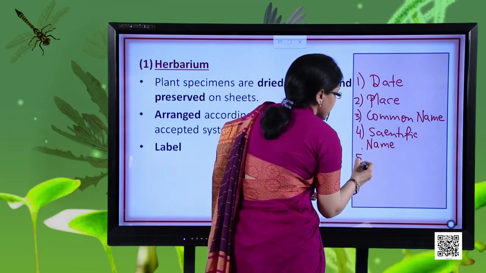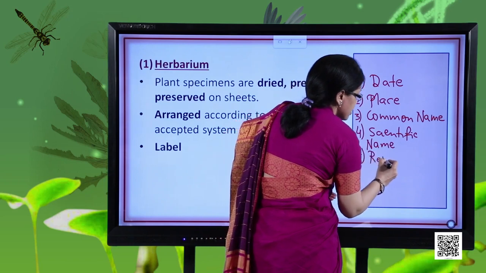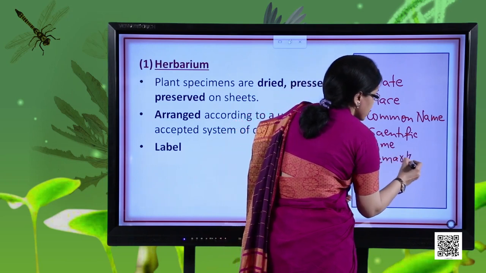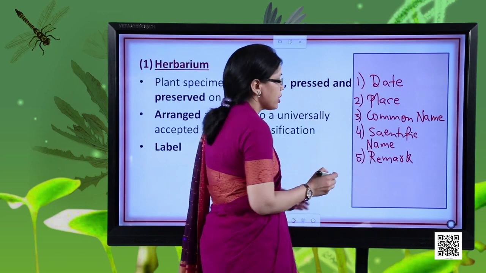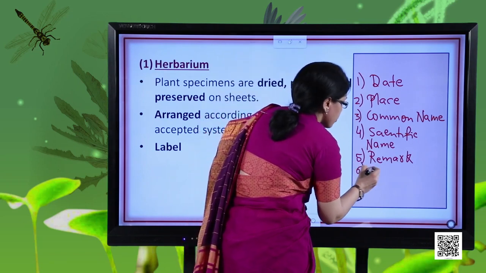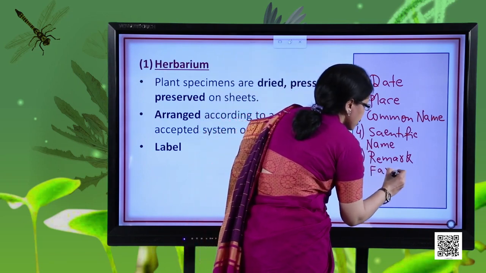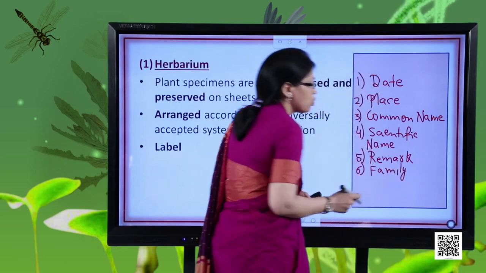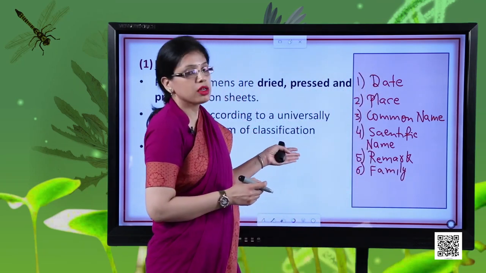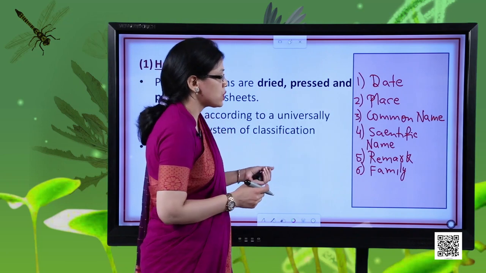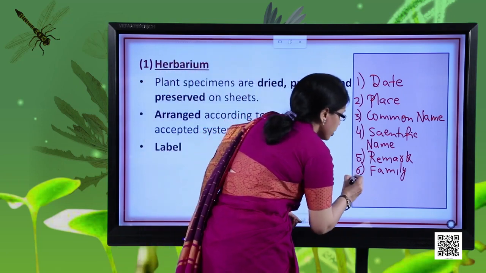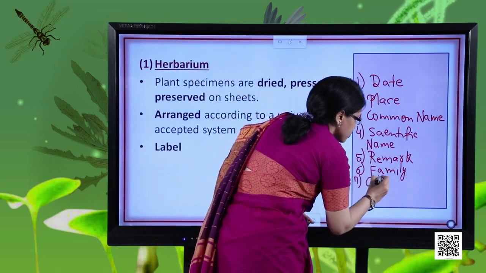Then you have to write any remark. It could be its medicinal use or any other special feature which you know about the plant. Then you can also write about its family if you are aware of the family of the plant. And of course, the person who is working hard in making this herbarium, name of that person also needs to be mentioned. So lastly, you can also write the collector's name.